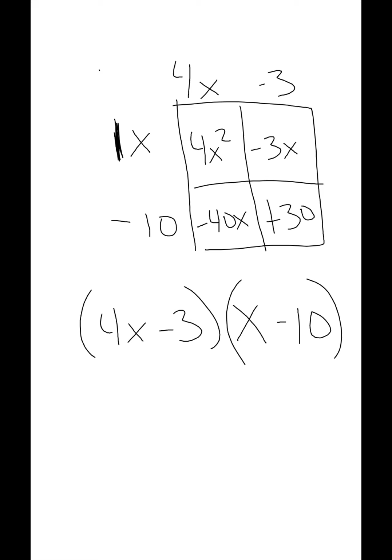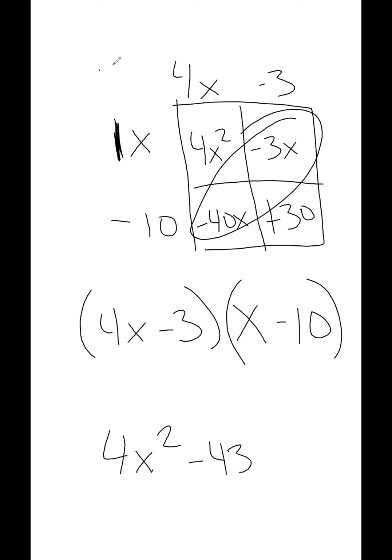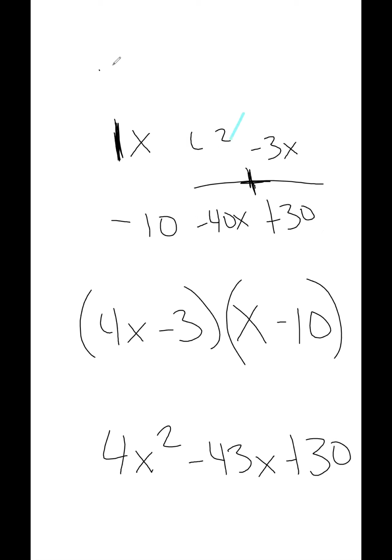So, you combine your like terms, you have 4x squared minus 43x, because remember, you're adding these. Negative 3 plus negative 40 is negative 43x plus 30. So that cannot be your answer choice. But you can see that you can use your answer choice to get the polynomial to see if that's the answer. Okay? So there's 2 ways you can get the answers. You don't have to factor if you have answer choices.